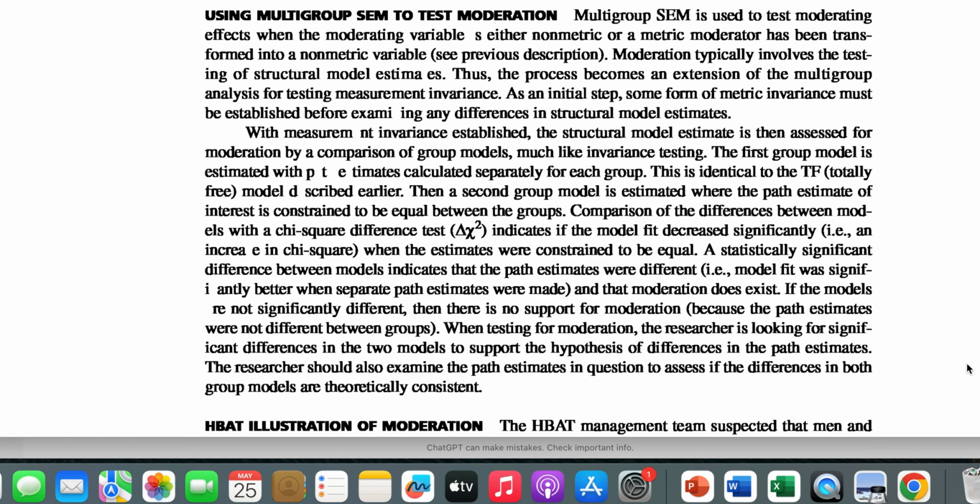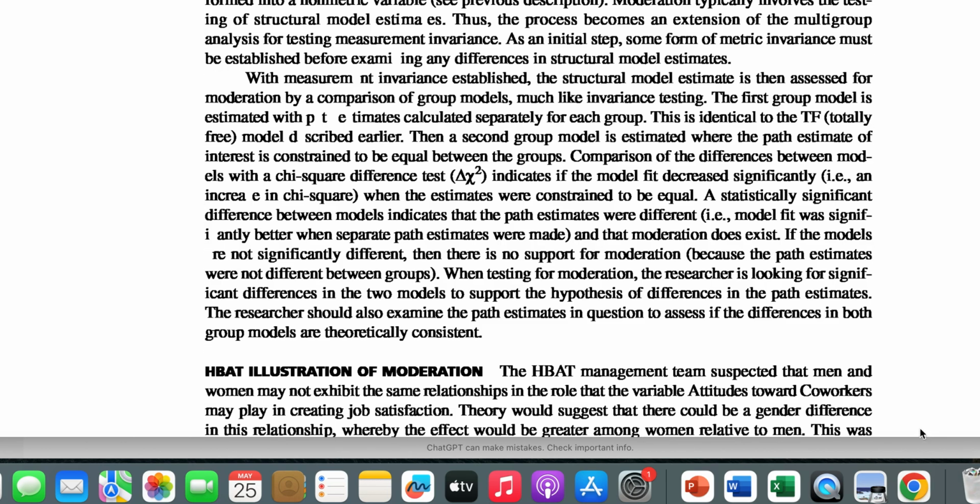That is, the model fit was significantly better when separate path estimates were made, and the moderation does exist. If the models are not significantly different, then there is no support for moderation, because the path estimates were no different between the groups. When testing for moderation, the researcher is looking for significant differences in the two models to support the hypothesis of differences in the path estimates. The researcher should also examine the path estimates in question to assess whether the differences in both group models are theoretically consistent.